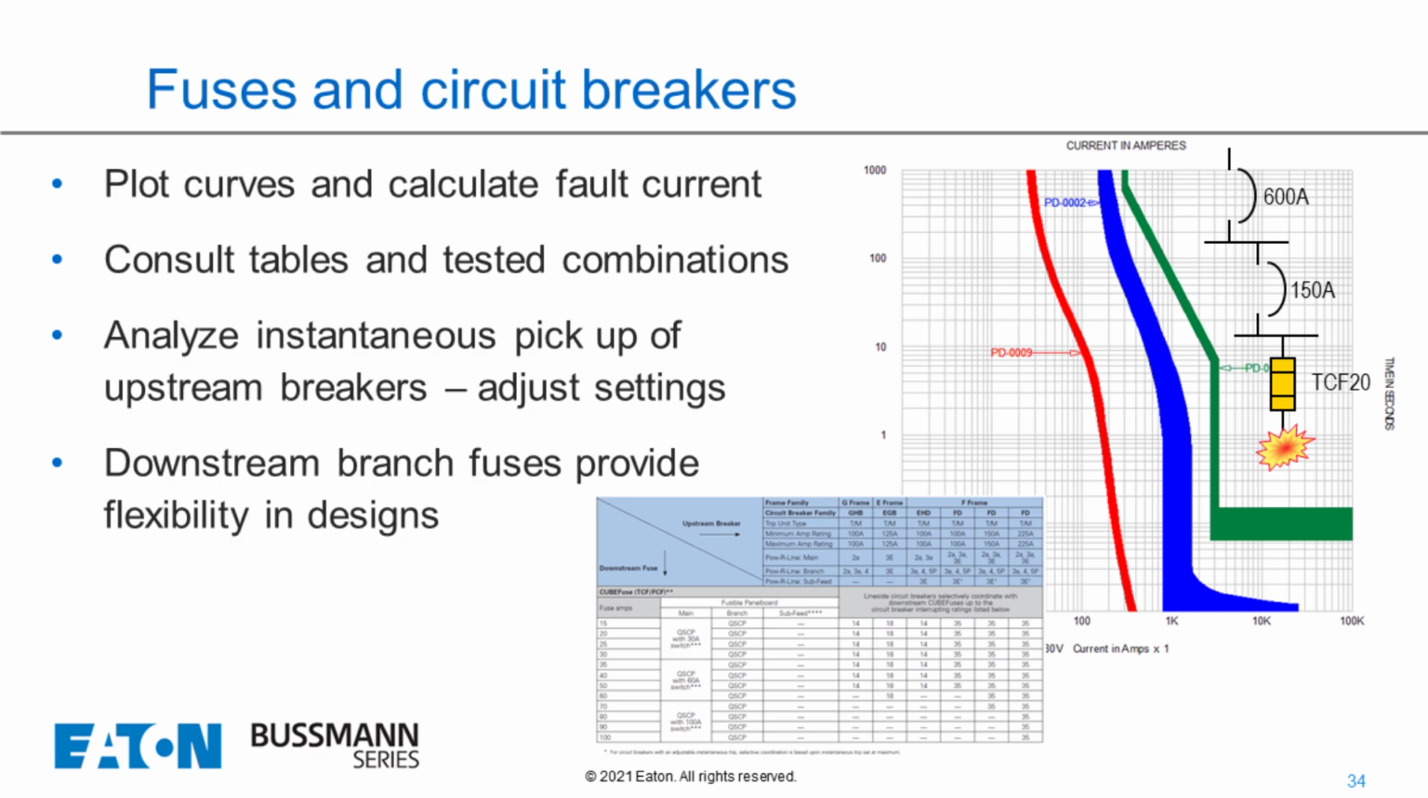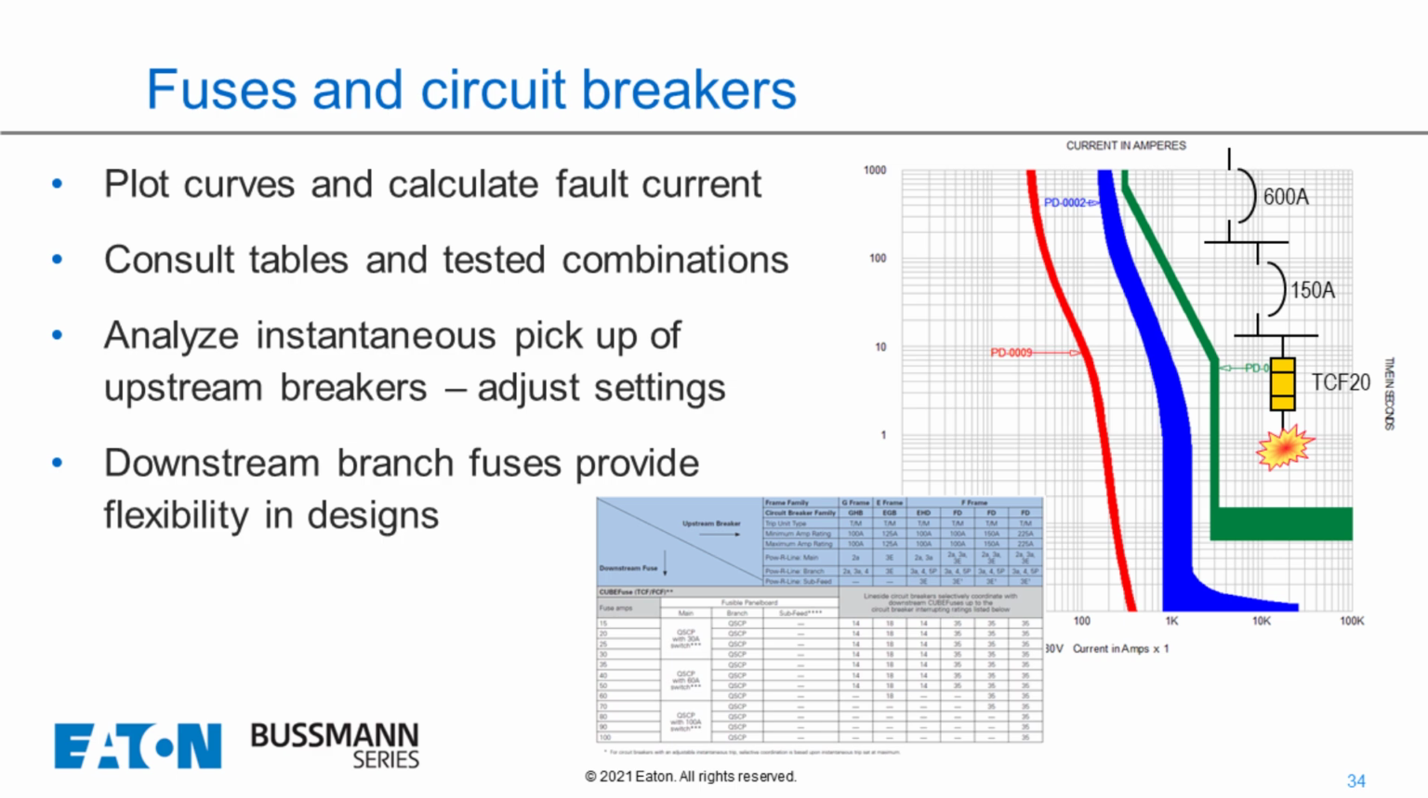So the green is the 600, the blue is the 150 amp, and then the red is your 20 amp fuse, right? So we have to calculate the available fault current, and then we have to plot the curves, because we want to make sure that we definitely have selective coordination above the 0.01 seconds that our time current curve gives us. But what about higher fault currents where the time current curves really don't show us?